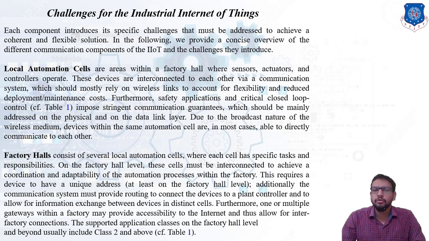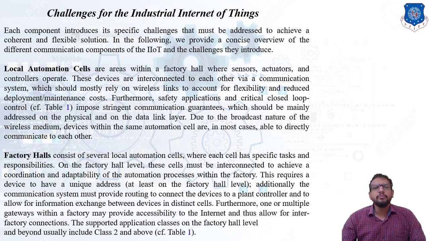So we can say that local automation cells are the areas basically in a factory hall. What will it include? It includes the sensors, actuators, and controllers. These are going to be operated within this local automation cell. So it is obviously required that all these devices must be interconnected to each other via a communication system. That system would be a wireless link. These wireless links are more preferred. Why? Because of the flexibility and because it reduces the maintenance cost.